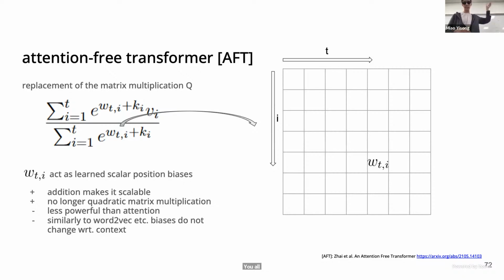Sequence length by sequence length matrix. And the W T i is actually a scalar. The point being that making it additive makes the attention scalable now. It no longer has a quadratic complexity to the function. But the problem is that this is obviously less powerful than attention, right? It's quite similar to word-to-vec in that the representation does not actually change with respect to your context. So yeah, this kind of sucks.